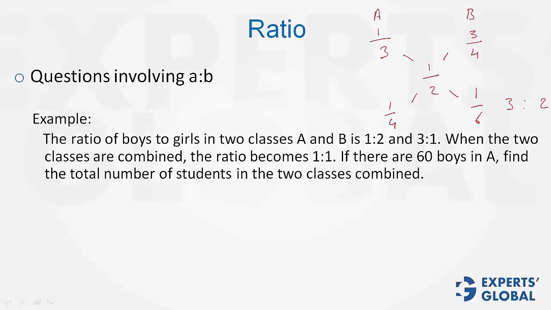Other way can be the conventional weighted average method, that 1 divided by 3 times A plus 3 divided by 4 times B equals 1/2 times A plus B. It's the same thing. In fact, alligation is a simplification of weighted average. If you see closely, the two would eventually do the same subtraction, and eventually the same ratio would turn out. So this was an example of a ratio question.